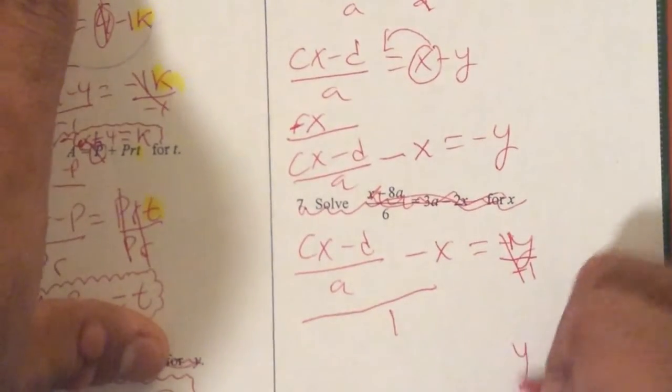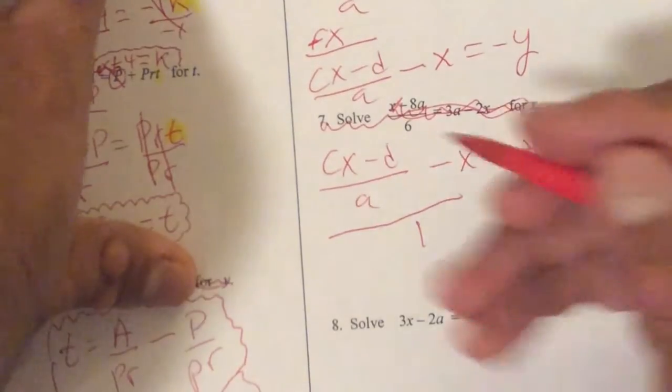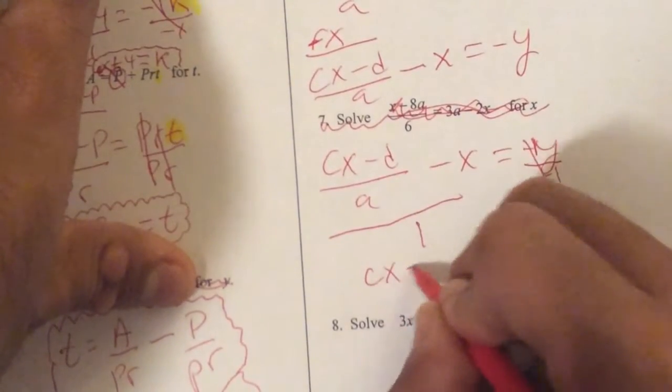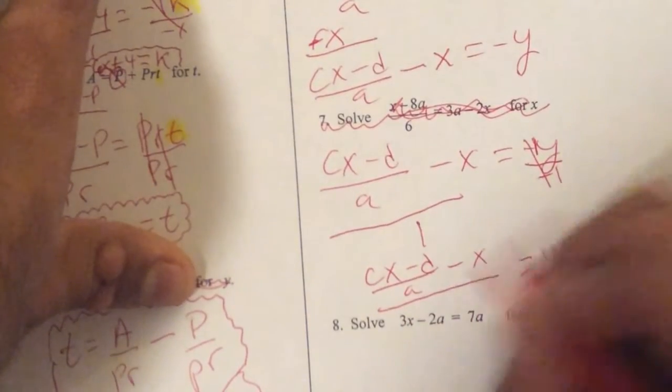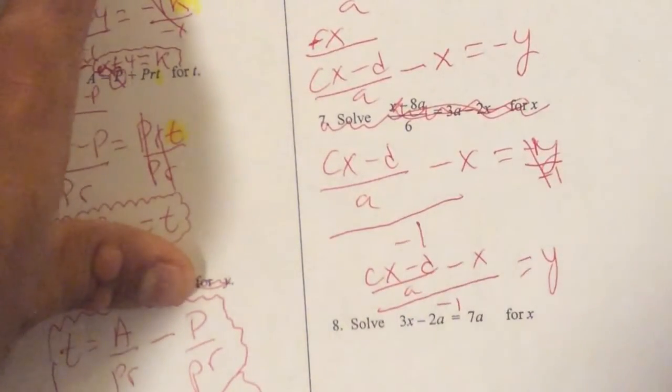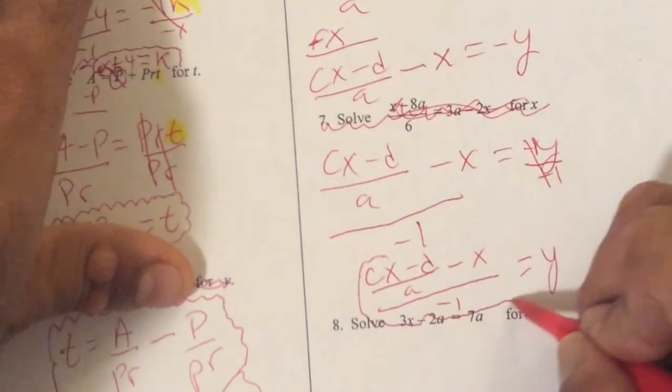And you're left with y equals, and I'm just going to leave this as a really big, complicated fraction. So it's going to be cx minus d divided by a minus x all over negative 1. Okay? And there's my answer for that one.